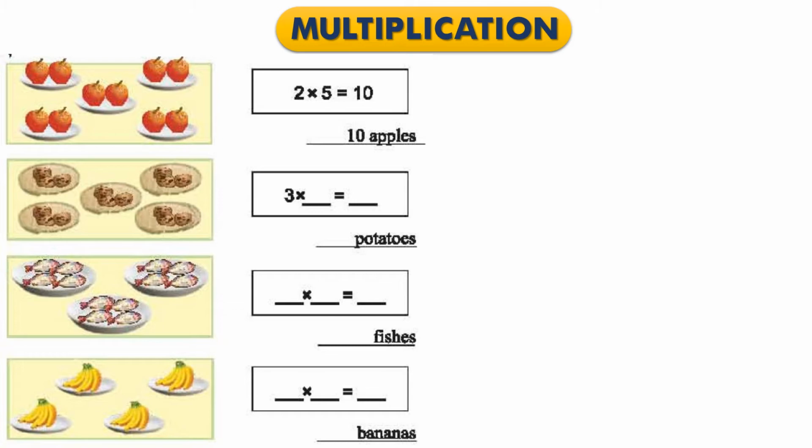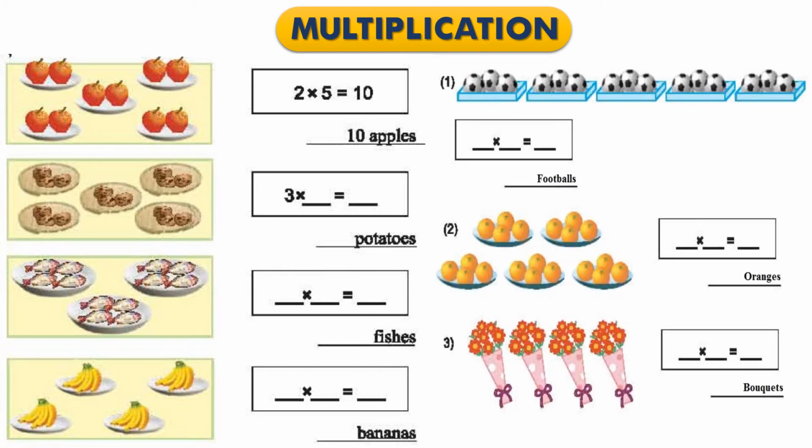So let's go. Then we can see some potatoes in the plate. Let's count how many potatoes are in each plate. That means in each plate we can count 1, 2, 3. There are 3 potatoes, so the number of objects is 3. Let's count the number of groups. That means how many plates are there. You can see 1, 2, 3, 4, 5. There are 5 plates. So we will write 3 multiply 5 is equal to, as you know, 15. So the number of potatoes is 15.